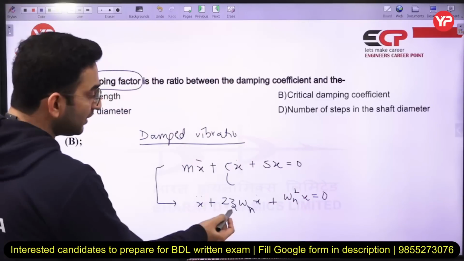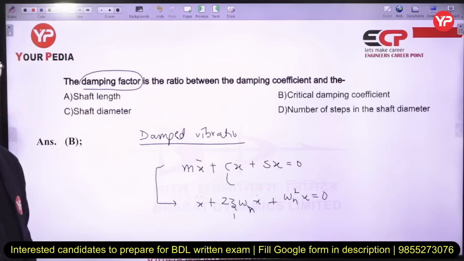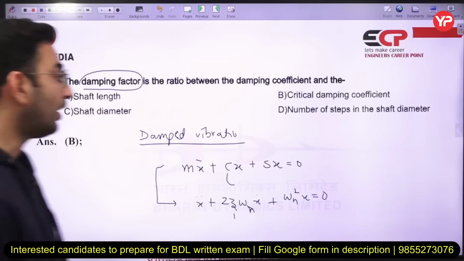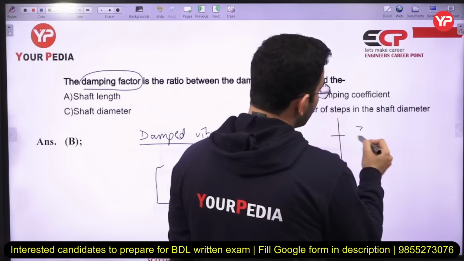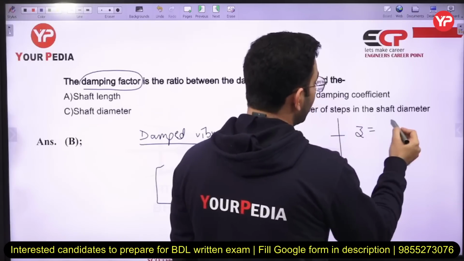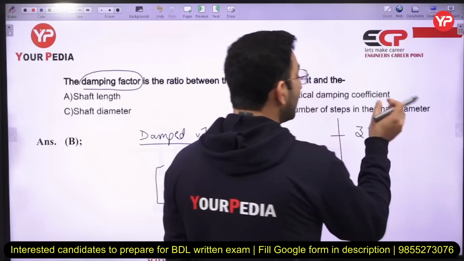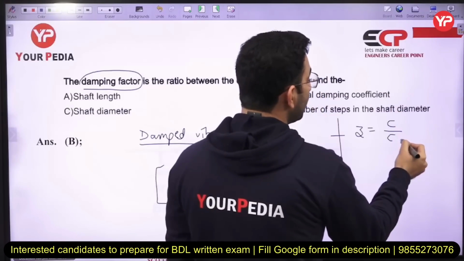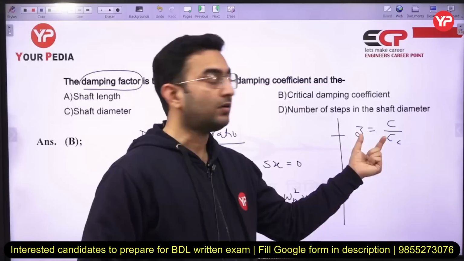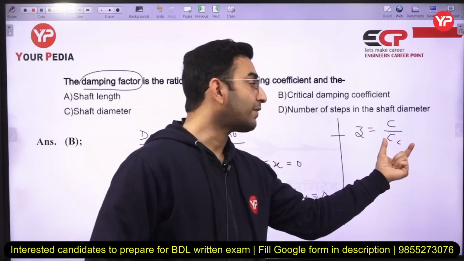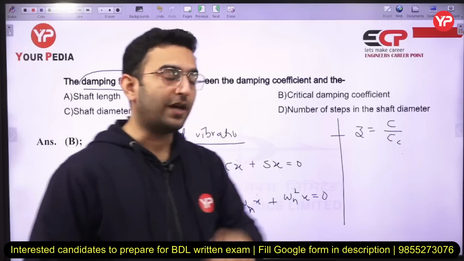plus omega n square into x equal to 0 here. So here you can see this zeta is known as the damping factor. It is also known as the damping ratio. The damping factor or damping ratio is defined as the ratio of the damping coefficient to the critical damping coefficient. Critical damping coefficient means when the value of zeta is equal to 1, the corresponding value of the damping coefficient is known as the critical damping coefficient here.